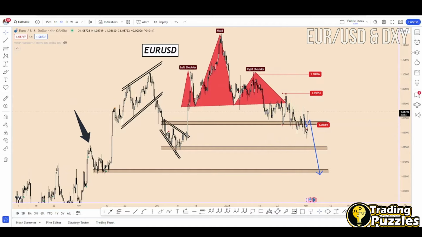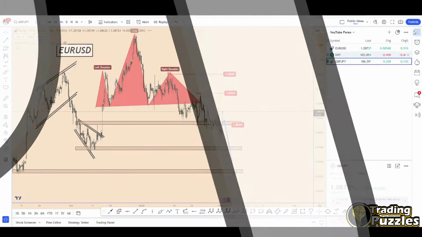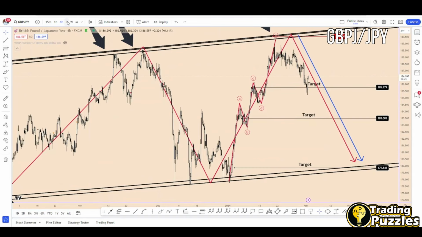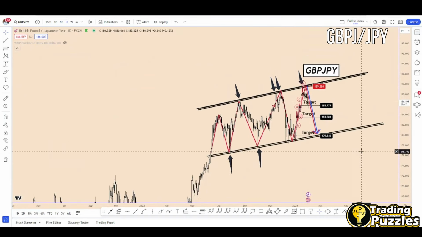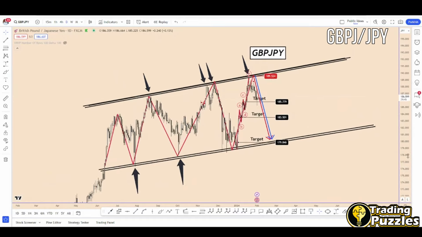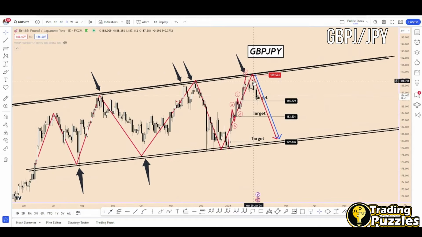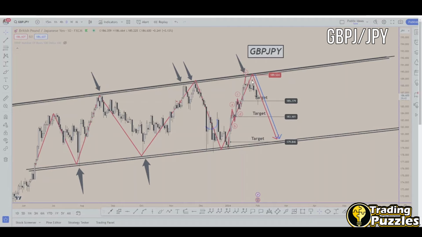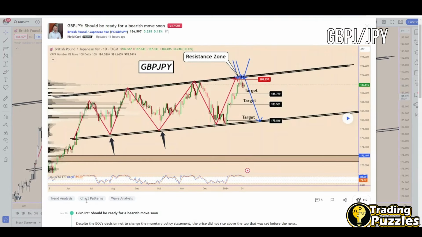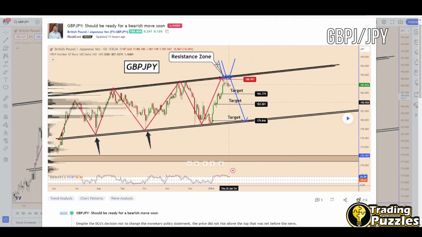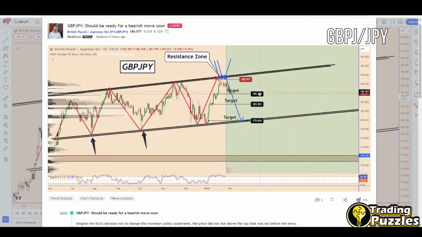The second one that I shared with you is this analysis here, GBPJPY analysis. This is the bigger picture that we are looking at during these moments. This analysis was posted on January 26th, as you can see here. The price moved down in a perfect way after it tested this area here close to 188.95.